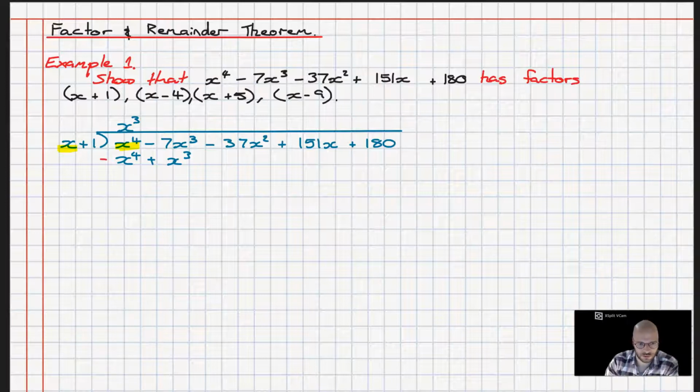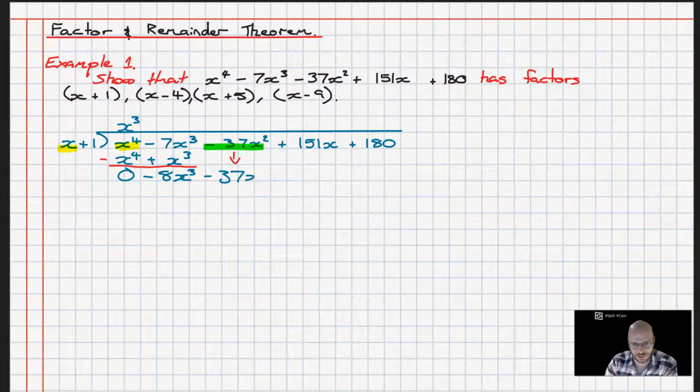Performing some subtraction, the first term is going to come out as 0, so x to the 4 take x to the 4, that's 0. Then minus 7x cubed take x cubed, that will become minus 8x cubed. Now getting the next term along the line, we're going to pull that down and put it just underneath here. Now next question is, what do we multiply x by here to make it equal negative 8x cubed?